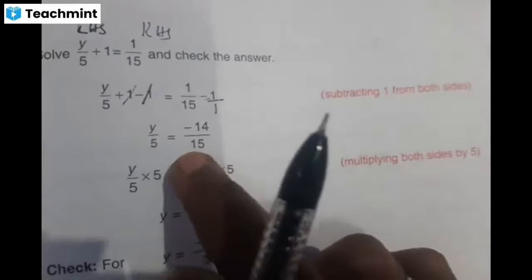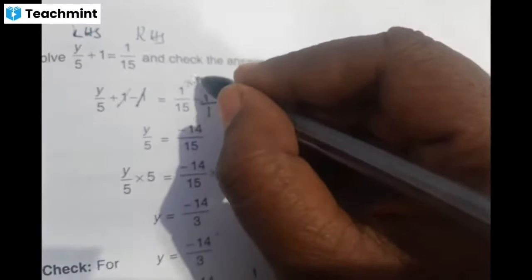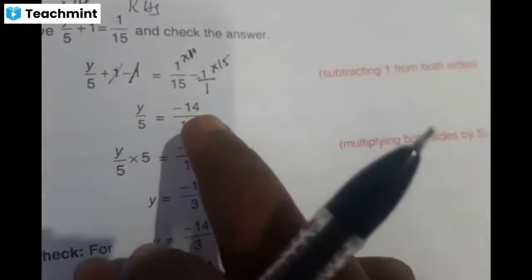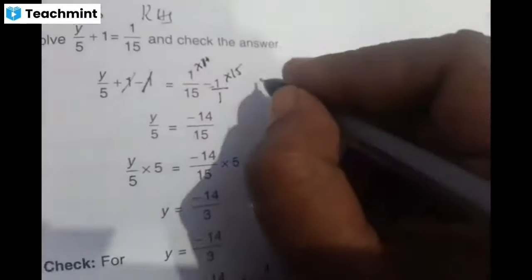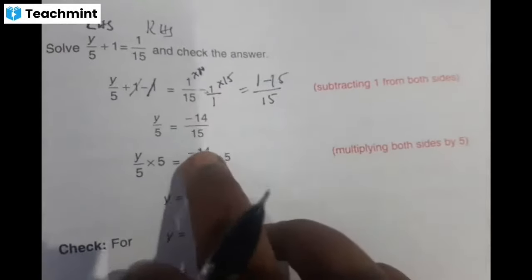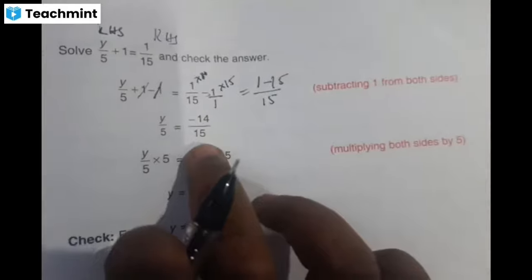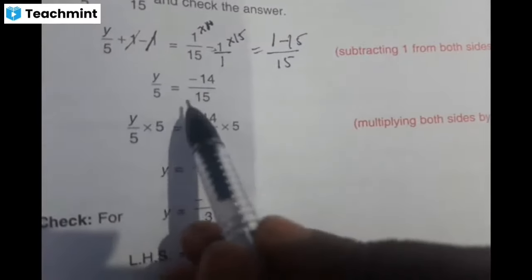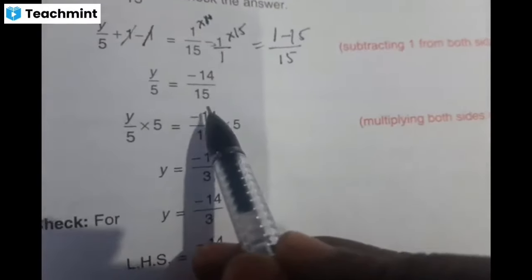15 is the LCM. You get 15 ones are 15, and then 1 15s are 15. You know how to subtract two rational numbers. Now 1 ones are 1 minus 15 ones are 15. 1 minus 15 is minus 14. So here they have written directly minus 14 by 15. Here again you get the answer as y by 5 is equal to minus 14 divided by 15.